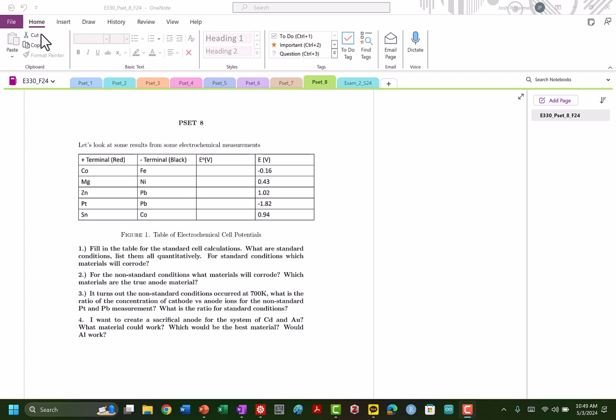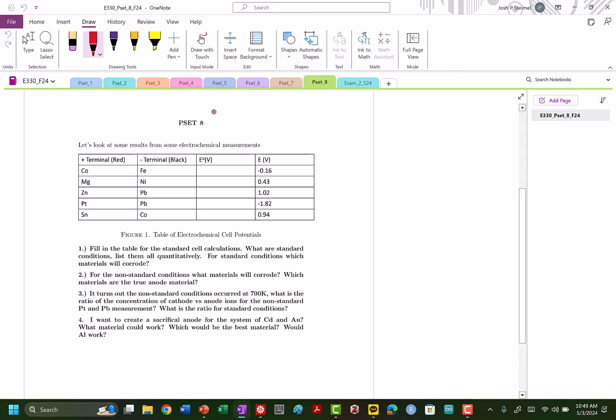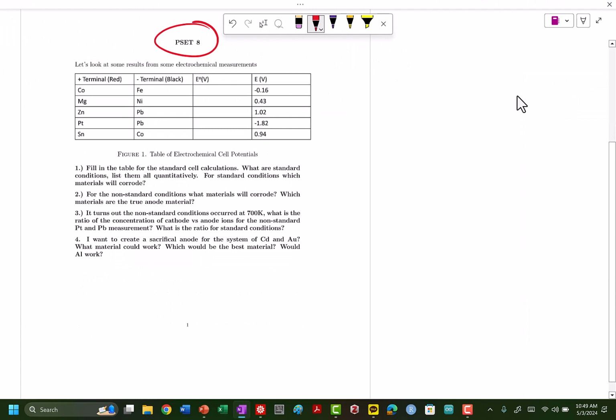Hi, everyone. We are back for our last P-Set for this semester. So, P-Set 8 solutions. Let's go ahead and get started and let's maximize.